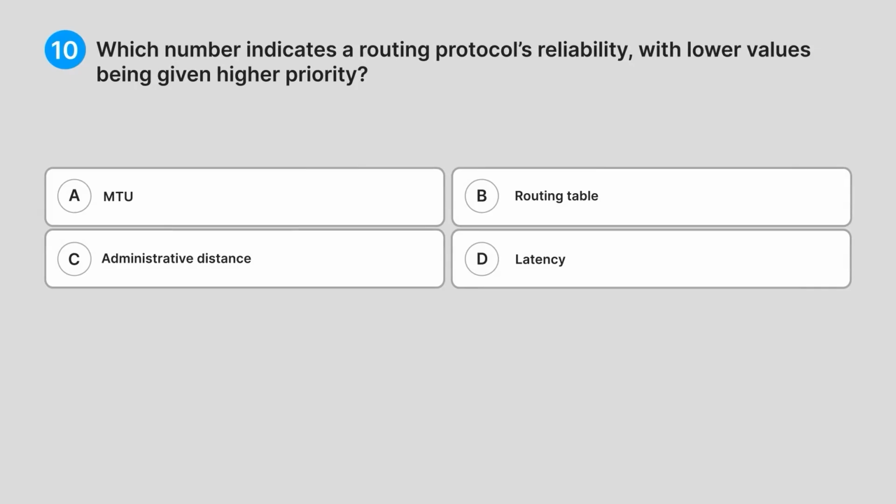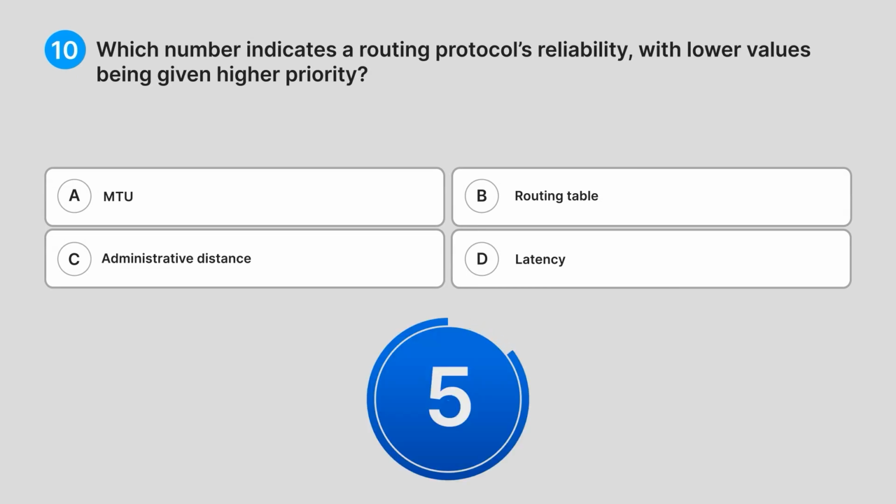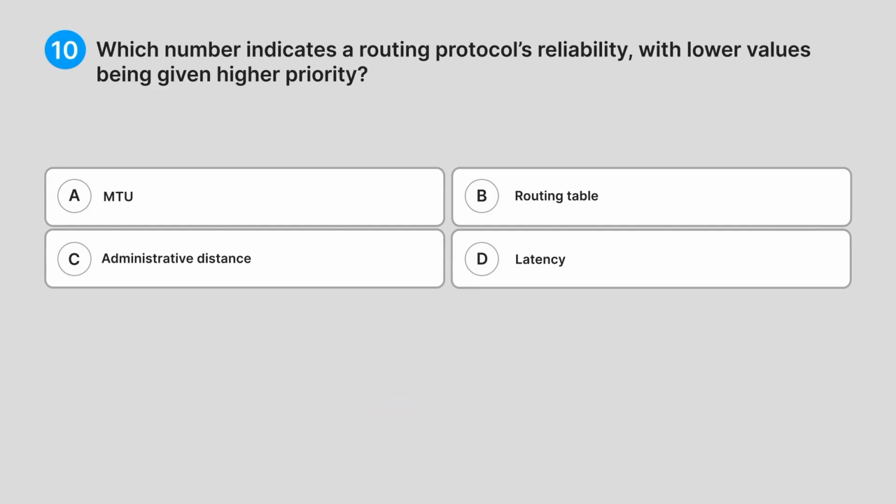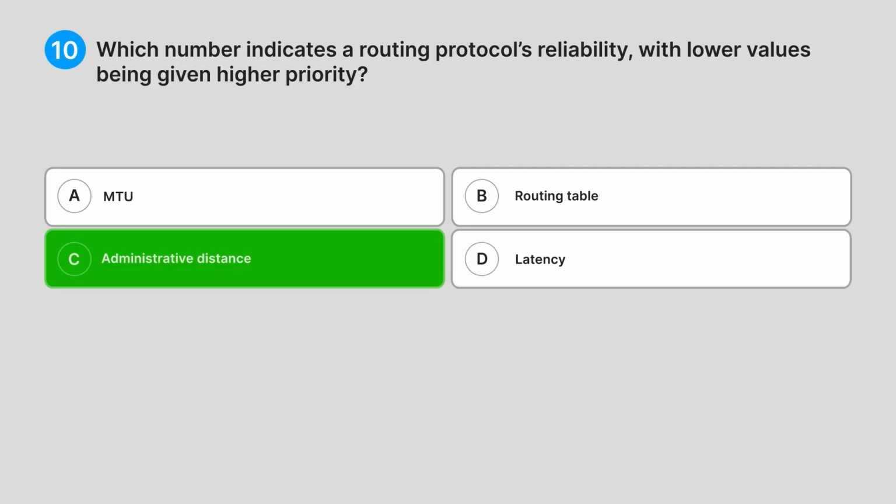10. Which number indicates a routing protocol's reliability, with lower values being given higher priority? A. MTU. B. Routing table. C. Administrative distance. D. Latency. What do you think is the answer? Correct answer. C. Administrative distance.